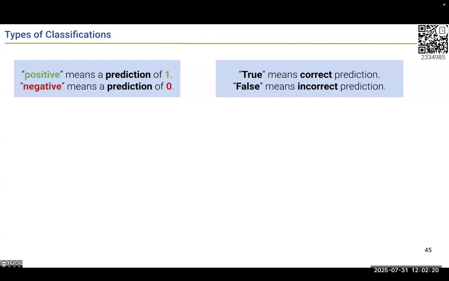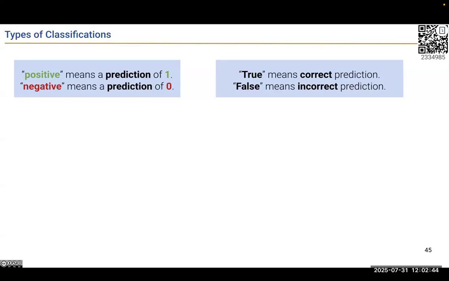And we have true and false. A true prediction means that your prediction is correct. A true prediction means your prediction matches the true response. A false prediction means your prediction is incorrect, okay?